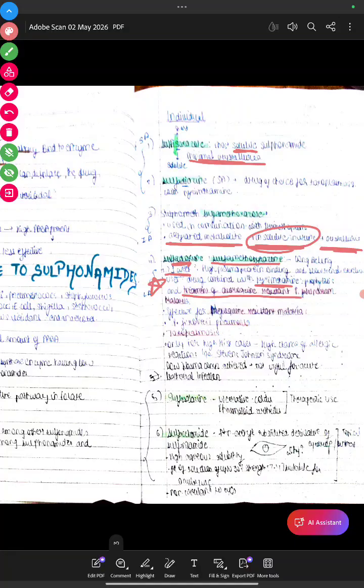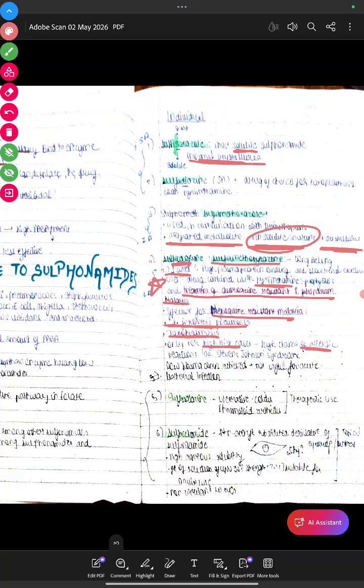It is used for chloroquine resistant P. falciparum malaria, and also for mefloquine resistant malaria, and also for pneumocystis jirovecii pneumonia, and also for toxoplasmosis. So see, it has many uses. One is malaria, be it chloroquine resistant P. falciparum malaria, mefloquine resistant malaria, pneumocystis pneumonia, and toxoplasmosis. And it is only used in high risk cases.